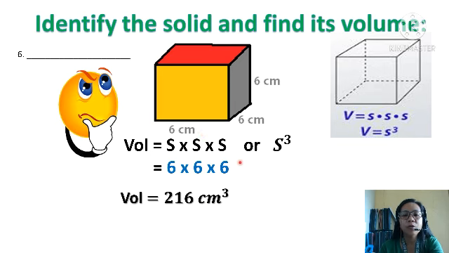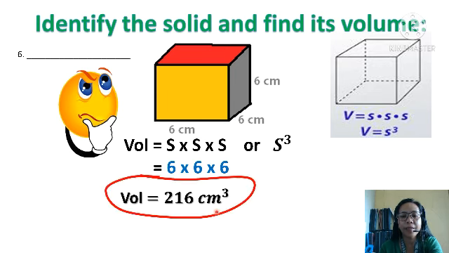Ito yung kadami na pwedeng ilagay natin diyan sa loob ng kahon na yan, sa loob ng cube na yan. Okay? Tubig man yan, asin, asukal, buhangin, o kung ano man yan, hangin man yan. Ito yung kaya niyang i-accumulate sa loob, which is 216 cubic centimeters. Alright? So that is now the process how to compute the volume of a solid figure.